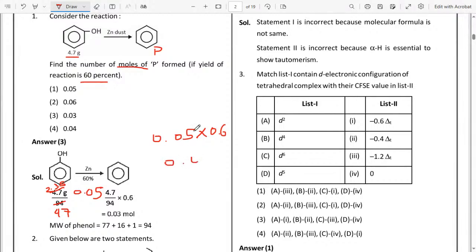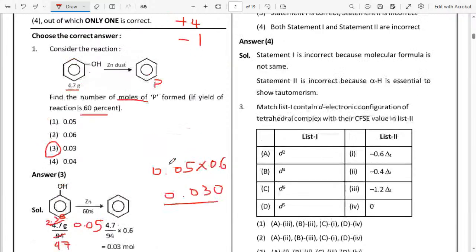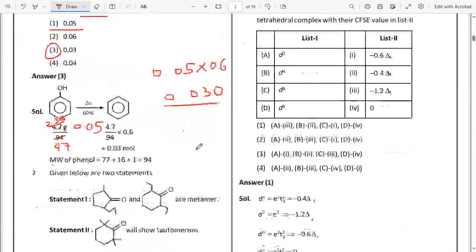5 6s are 30. 0.03 moles. Which one is showing 0.03? Yes, option 3. It is correct, students. So if it gives 100% yield, it must be 0.05 moles. But how much is it giving? Only 60%, right? 60% means 5 6s are 30. So straight away you can calculate this yield also. Let us see the next question.